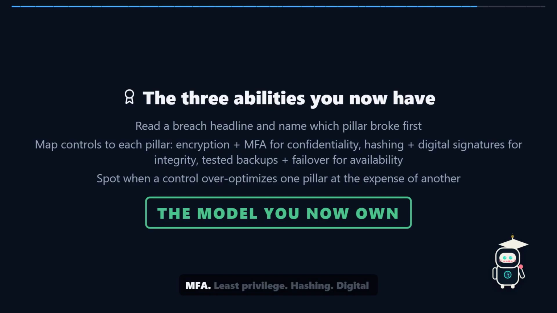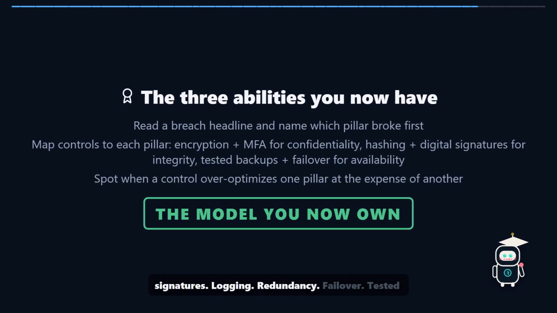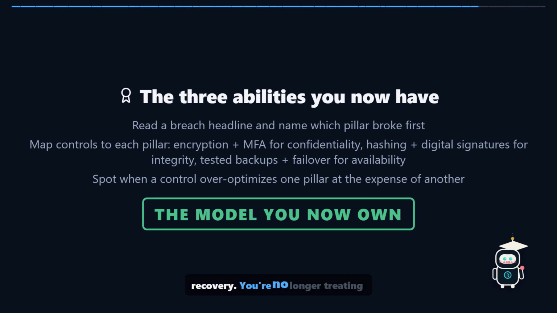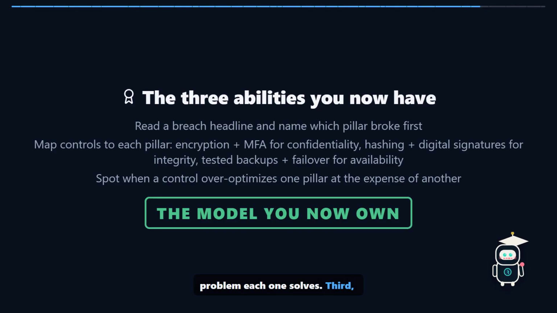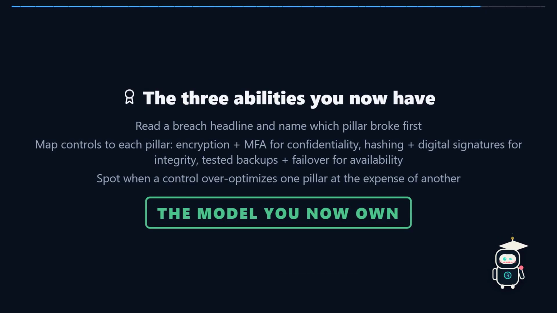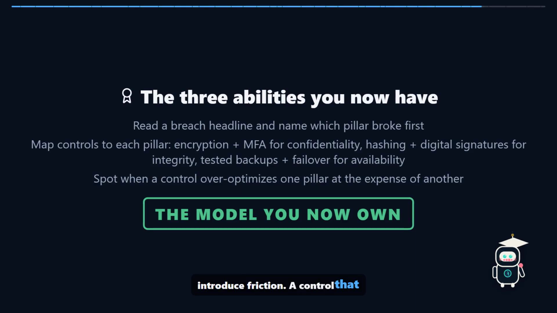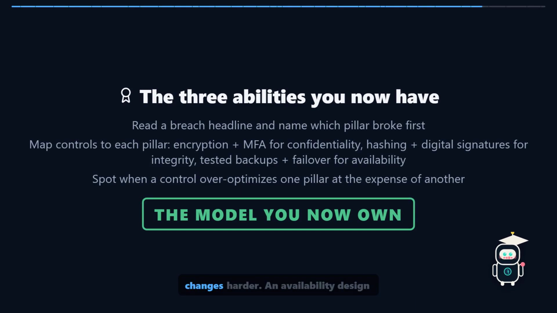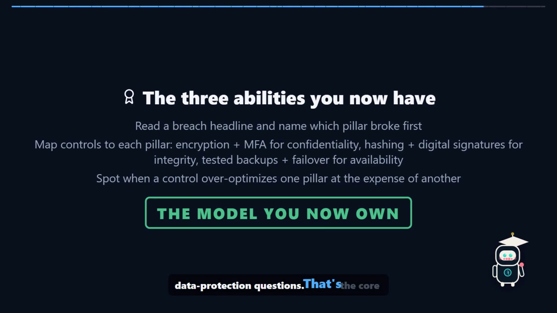Encryption, MFA, least privilege, hashing, digital signatures, logging, redundancy, failover, tested recovery. You're no longer treating those as random security products or technologies. You're asking what problem each one solves. Third, you can recognize trade-offs. A control that improves confidentiality might introduce friction. A control that protects integrity might make legitimate changes harder. An availability design might introduce new complexity or data protection questions. That's the core skill this model is designed to teach.